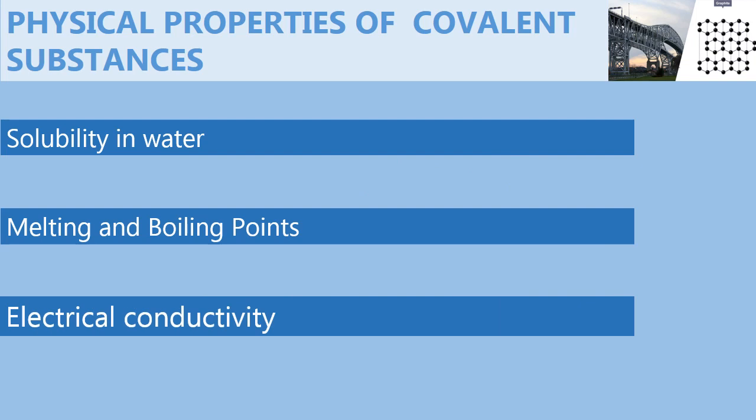Next is electrical conductivity. Covalent compounds do not conduct both heat and electricity. Basically, we could have these viewed from different perspectives. Covalent compounds such as carbon(IV) oxide and sulfur do not conduct electricity or heat.